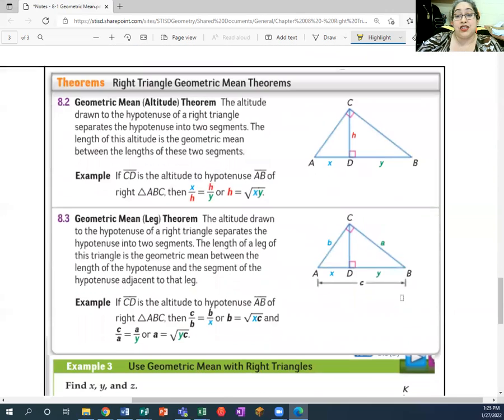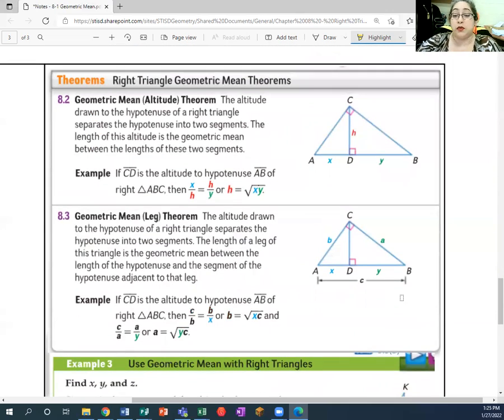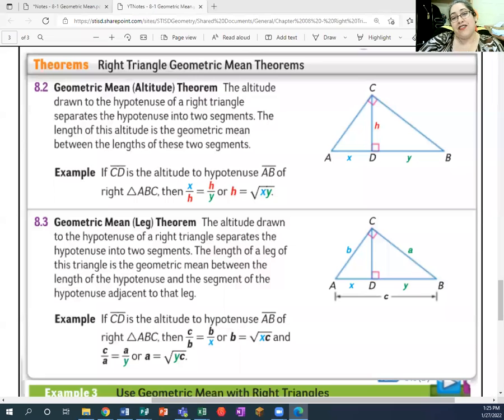Let's take a look at the two geometric mean formulas. We'll read them and then we'll do some examples that talk about them. All right, now that you've had a chance to read them, let me read them to you and talk about the formulas that get created.